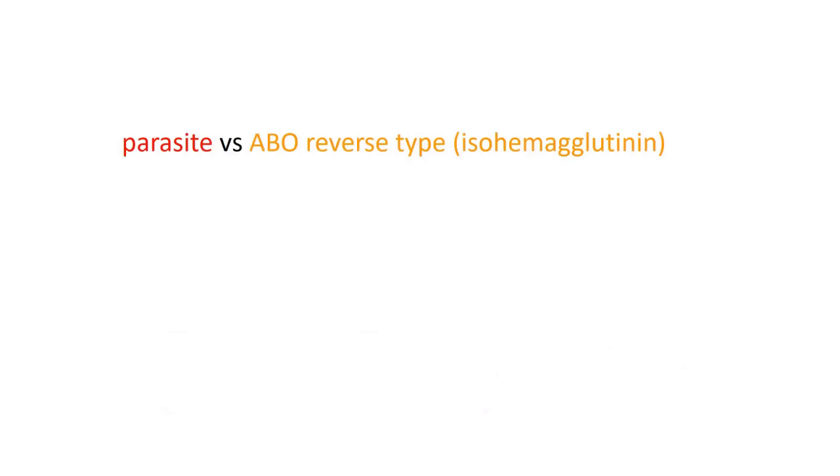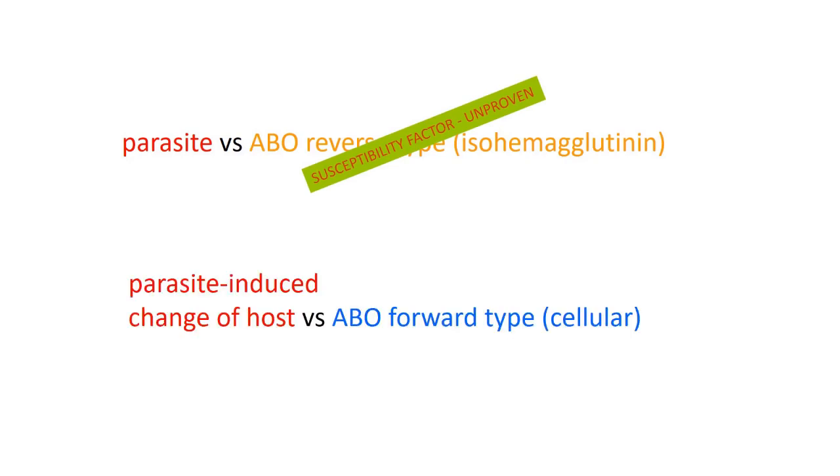So does your reverse type neutralize malaria parasites? Is this the explanation? No. If it was, this would be a susceptibility factor, and there appears to be no difference in the odds of people of different blood types contracting or actually getting the malaria infection. So this is an equal opportunity pathogen. What is different is once you have the infection, how it interacts with you as a host.